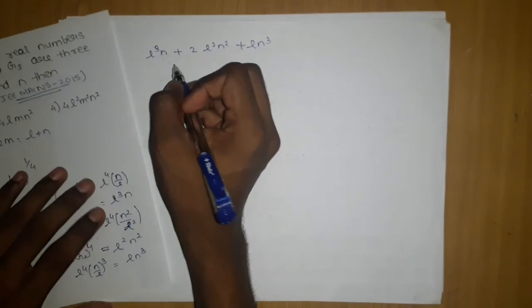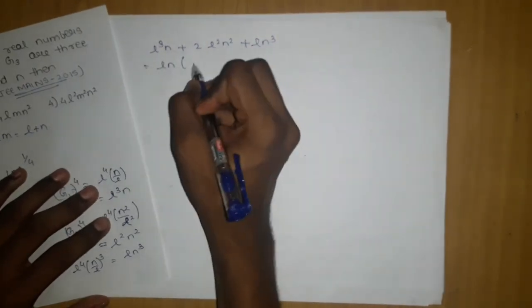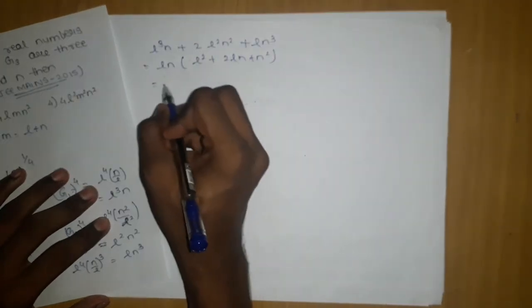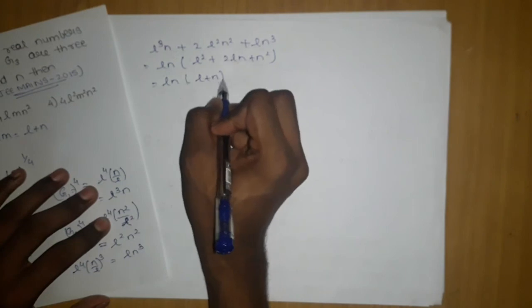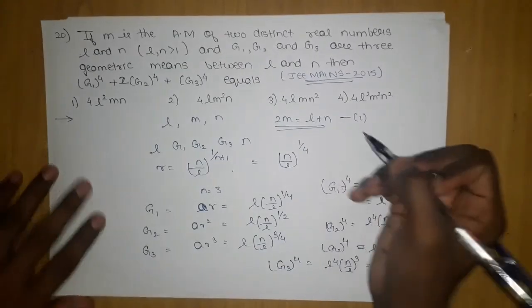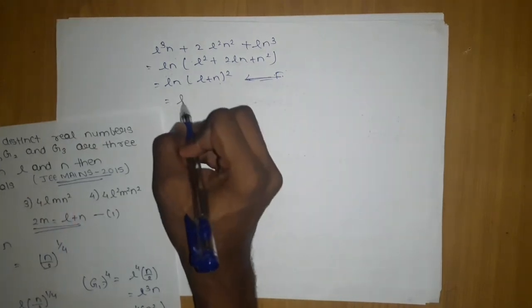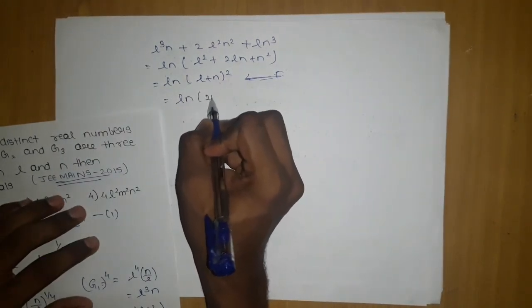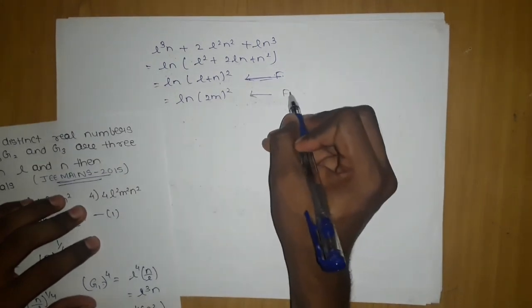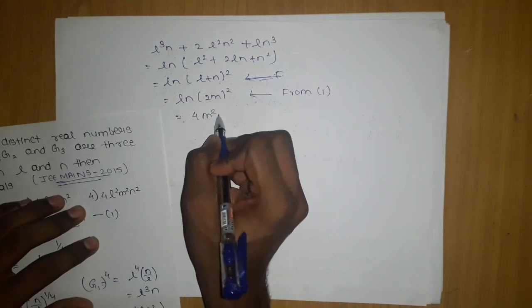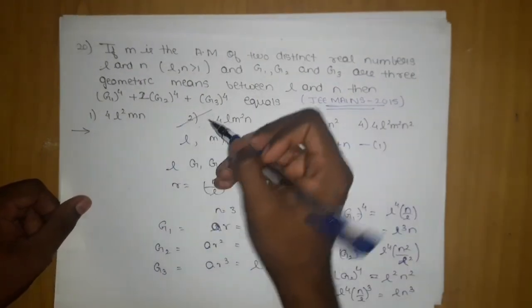Now what I can do is take ln common, which leaves me l square plus 2ln plus n square. Now this is nothing but (l plus n) the whole square, and l plus n is nothing but 2m from 1. So let me write this here: ln into (2m) the whole square, which gives me 4m square ln. This is our answer, which is 4l m square n. So the second option is the answer.